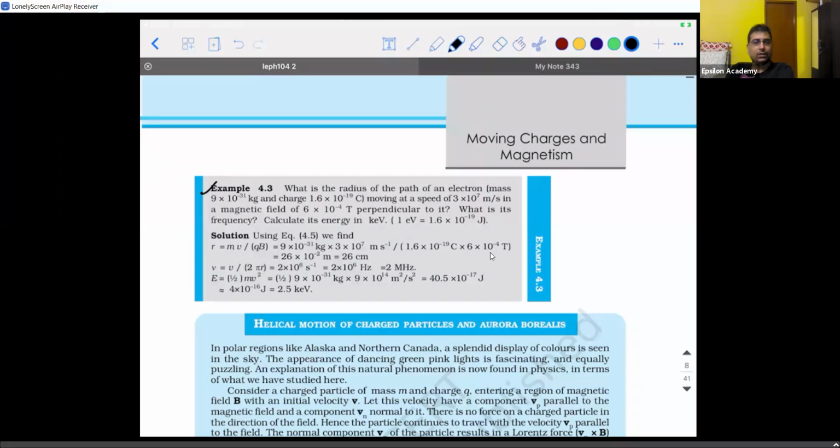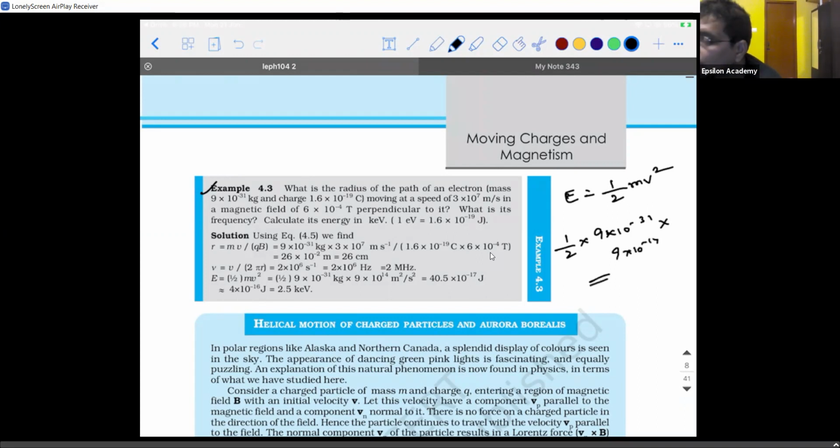Okay. Next, they're asking us to calculate its energy in kilo electron volt. The only energy a moving particle is going to have is kinetic energy, half mv square. Okay, so half is half only, m is 9 into 10 power minus 31, and velocity square is how much? Velocity square is 9 into 10 power minus 14 meters square per second square. By solving this, you will get the energy in terms of joule.